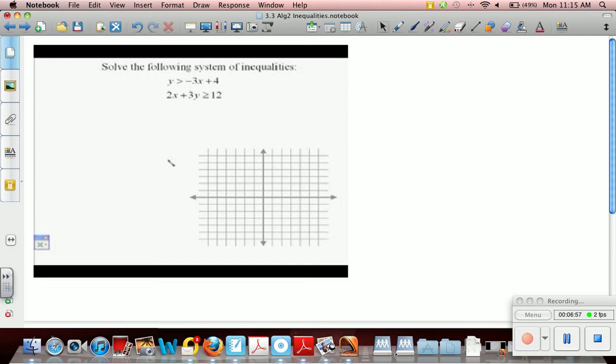So make sure you watch this. We're looking at the following system of inequalities. We have y is greater than 3x plus 4, and we have 2x plus 3y is greater than or equal to 12. So make sure you're watching this video, and you can do that at your own time. And check your answers and watch how they graph.